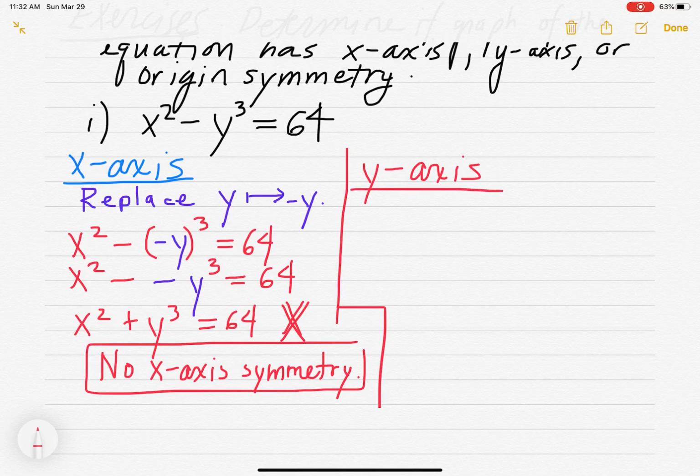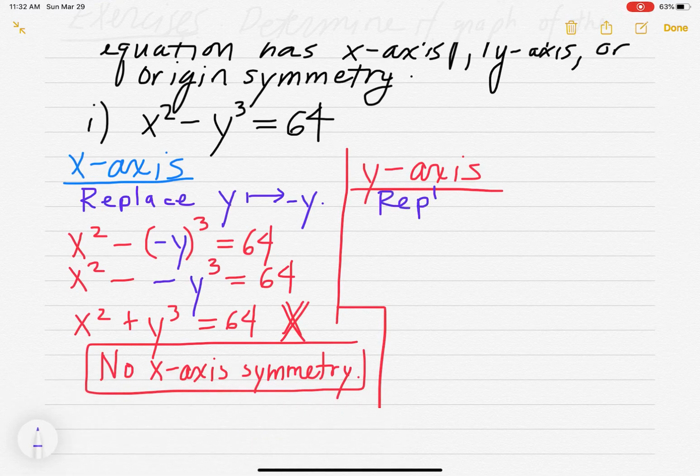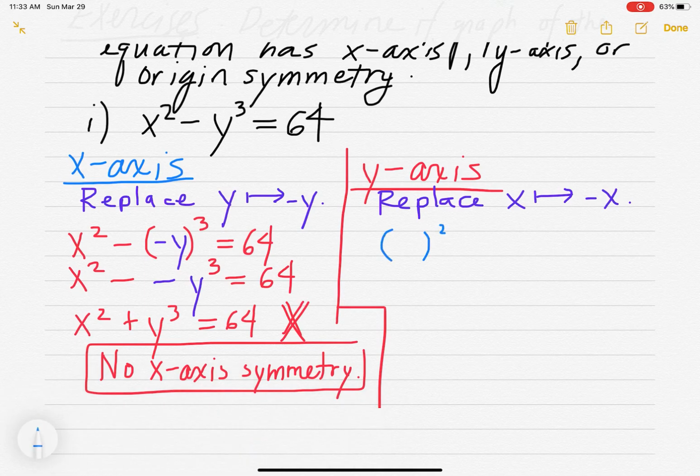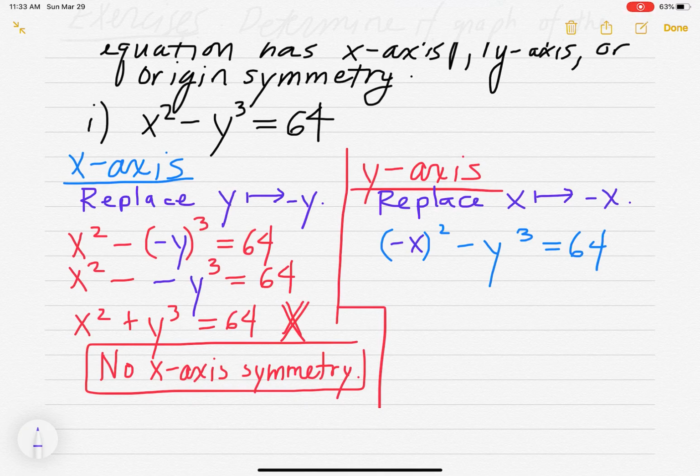Testing for y-axis symmetry. With this type, we're going to replace our x with a negative x. In the original equation, let's go to the original equation. So what do I have? I'm going to do a blank squared minus y cubed equals 64. So here's a template. Instead of putting an x in where it normally goes, in place of that parentheses, I'm going to put a negative x. Negative x is replacing the x.